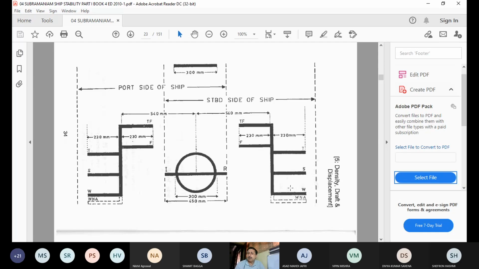That means, can you load up to T tropical in Chennai? The answer is no. If you do that, you will arrive at UK with your W load line submerged, and you'll be arrested. Do you copy that? Yes. Yes, sir.